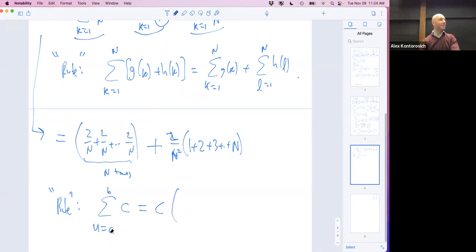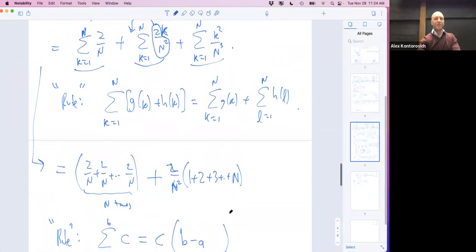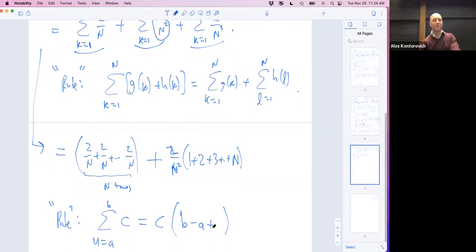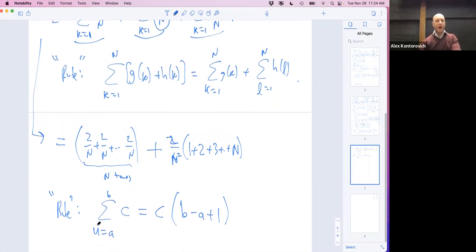B minus a? B minus a is a good first guess. We'll get the wrong answer if we look at a being 1 and b being n, because we'll get that there should be n minus 1 times, but it's not n minus 1 times, it's n times. So this includes the endpoint. Yeah, there's a plus 1. This includes the 2 endpoints. I'll show you in a second how to figure out stuff like this, sort of systematically.